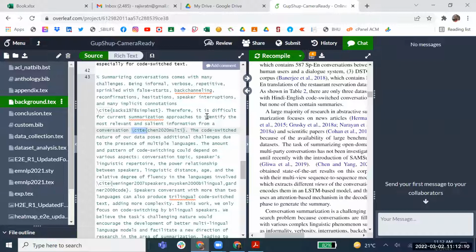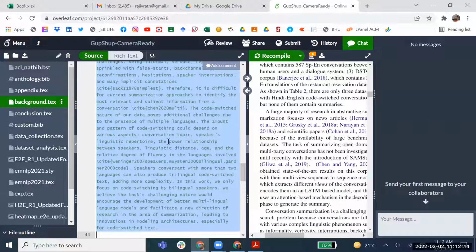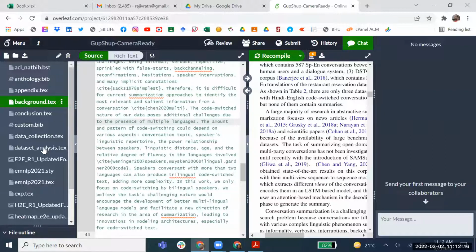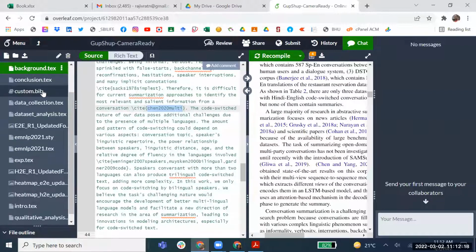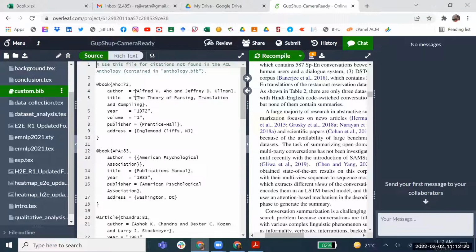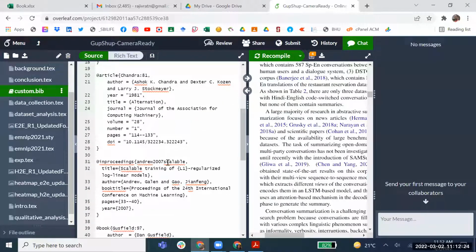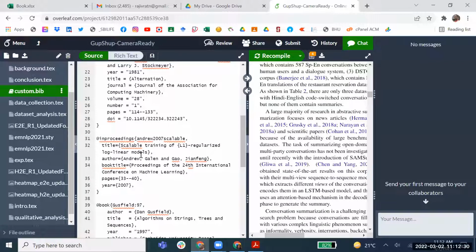So for example, for this reference, if you go here, you only added a kind of details here, and there's something called bib. If you go here, you see, for all the references that you have, there is a kind of code. So for example, Andrew 2007 scalable and so on.